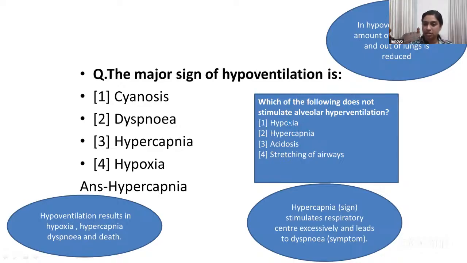These lead to hyperventilation by reflex pathways, by the stimulation of the respiratory system. Acidosis is also the same, but stretching of airways is not a factor leading to hyperventilation. So the answer here is stretching of airways.